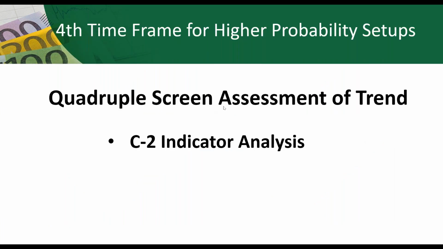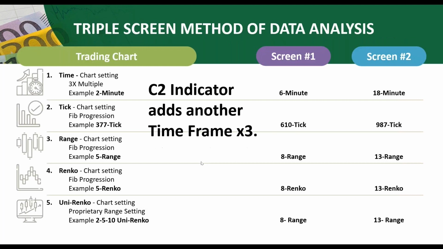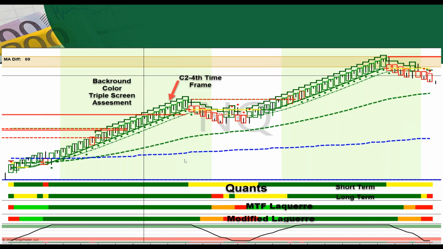All right. Now, we decided at Rightline that, you know what, 3 time frames in agreement is not enough for high probability setups. So we came up with what we call the C2 indicator. And the C2 indicator just adds another time frame. So if you're trading a 2-minute, you would multiply 18 by 3, and that would be your 4th time frame. So on the chart, the C2 indicator is displayed by this stair-stepping line on top of the candles, green going up and red going down.